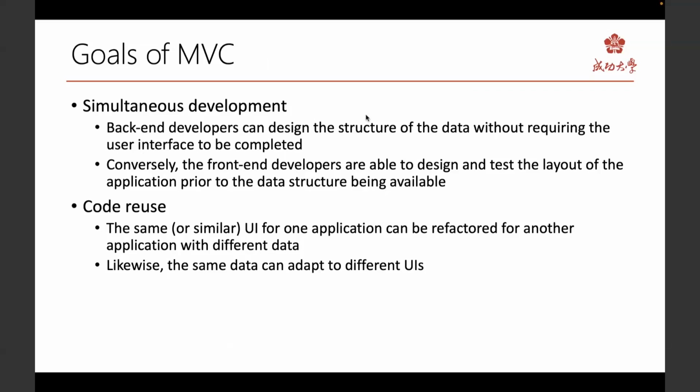The second advantage is code reuse. Recall that the classes in the model camp and the classes in the view camp are independent of each other. That means the same UI or similar UI for one application can be refactored for another application with different data. And likewise, the same data can be adapted to different UIs.